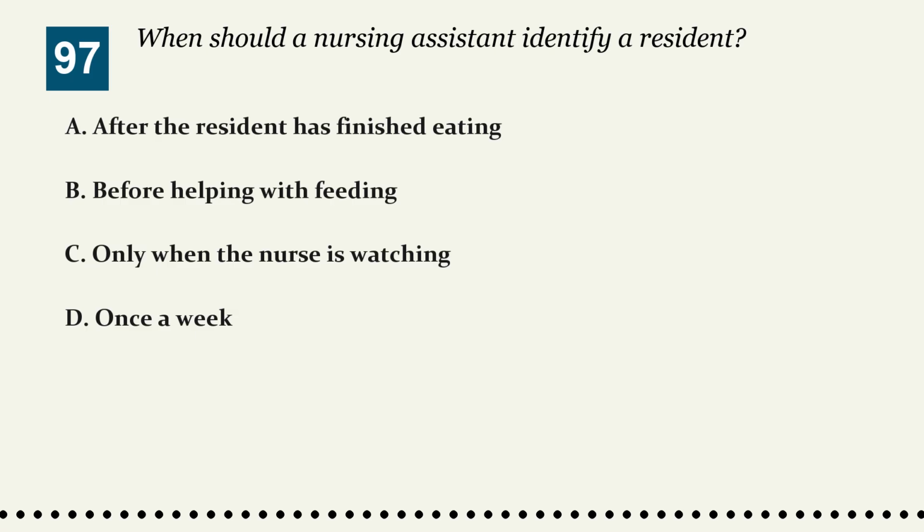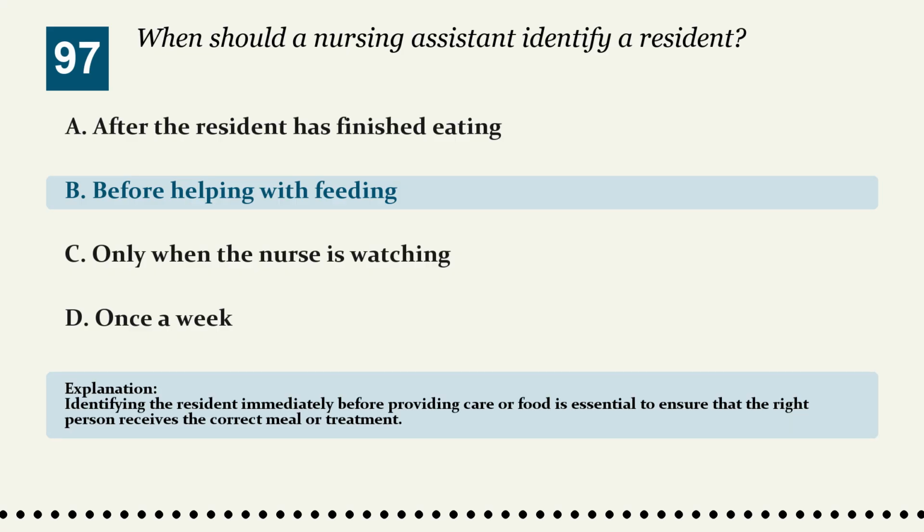Question 97. When should a nursing assistant identify a resident? Option A, after the resident has finished eating. Option B, before helping with feeding. Option C, only when the nurse is watching. Option D, once a week. The correct answer is option B, before helping with feeding.